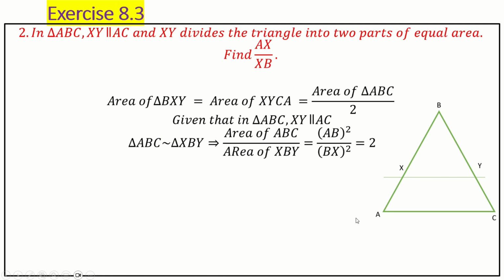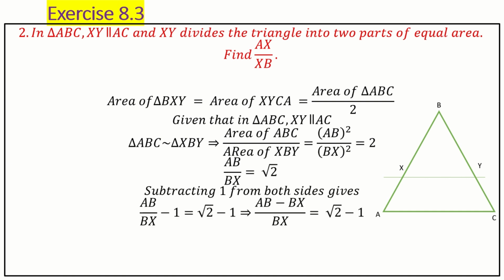Now let's find AB by BX, which is equal to square root of 2, squaring on both sides. Now how do I get AX? AX is nothing but AB minus BX. So I will subtract 1 from both sides. Then I will get AB by BX minus 1 equal to square root of 2 minus 1, which means AX by XB equal to square root of 2 minus 1. Okay. Next.